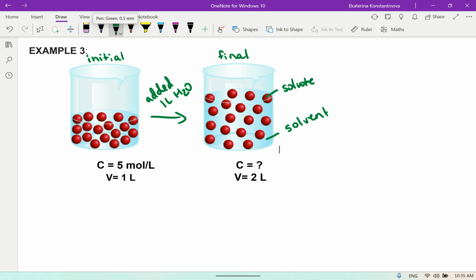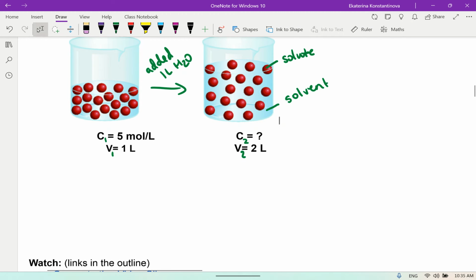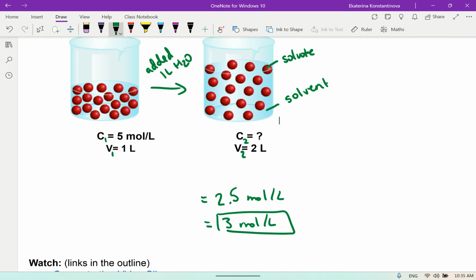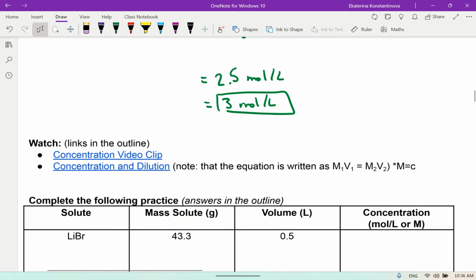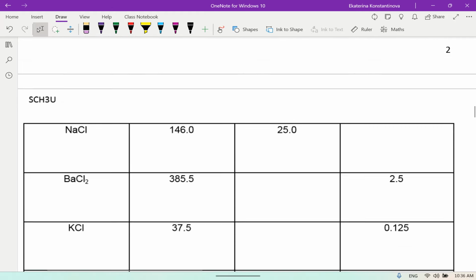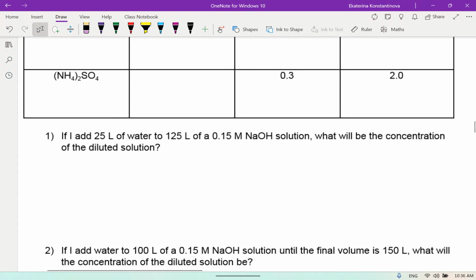All right, so if you use the right C1V1, C2V2 values and rearrange it correctly, for this example, you would get 2.5 mole per liter. However, it's one significant figure, so it should be 3 mole per liter because 0.5 would round up. Again, pause this video and look at the full solution in our OneNote if you would like. If you're finding dilution and concentration still challenging, please make sure to watch the 2 videos that are linked into this note, and you can complete the following practice on dilution and concentration.